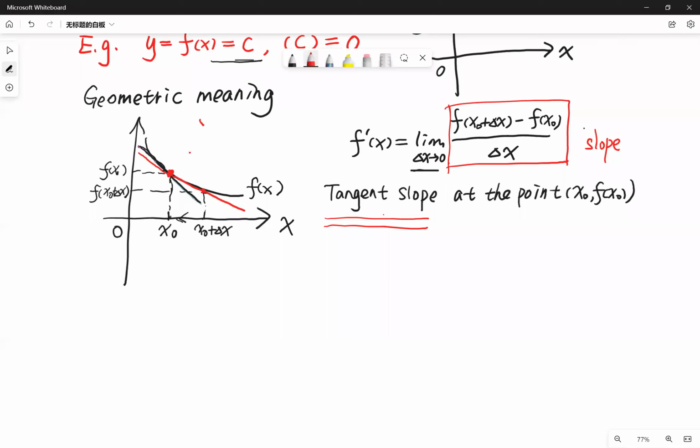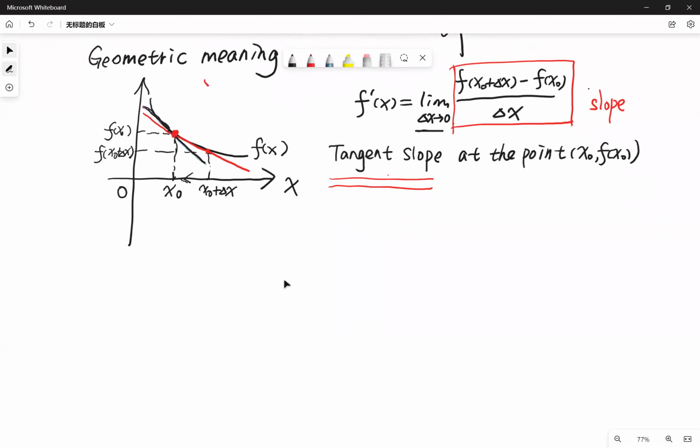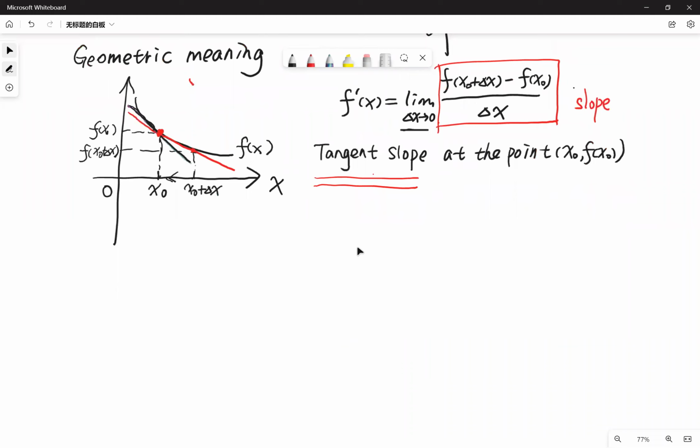Any questions? No. Okay. And here we have an example to help you understand this geometric meaning.